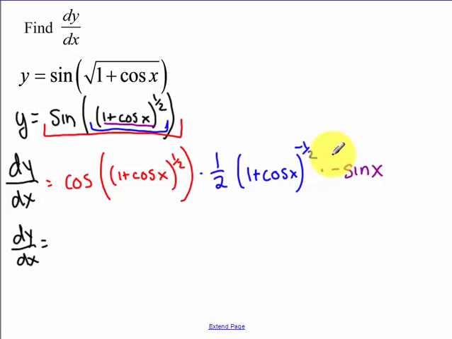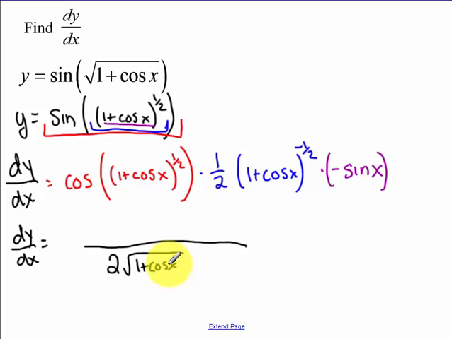I'm okay if you guys leave it like that. Something I might be a little picky on, let's put that in parentheses. But this term, again, would go in a denominator, so that 2 square root of 1 plus cosine x might appear in a denominator, whereas everything else would appear in a numerator.